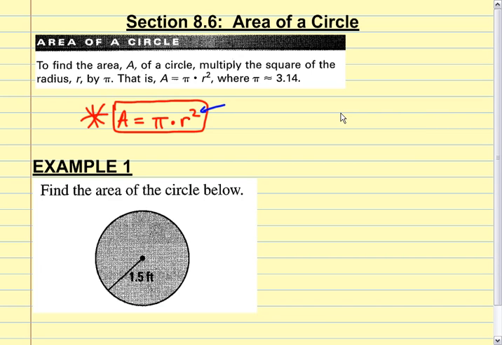Because let's do 3. 3 times 2 is 6. But 3 squared is 9. They give us two different numbers, don't they? Okay? Remember, when we square something, we're multiplying it by itself.